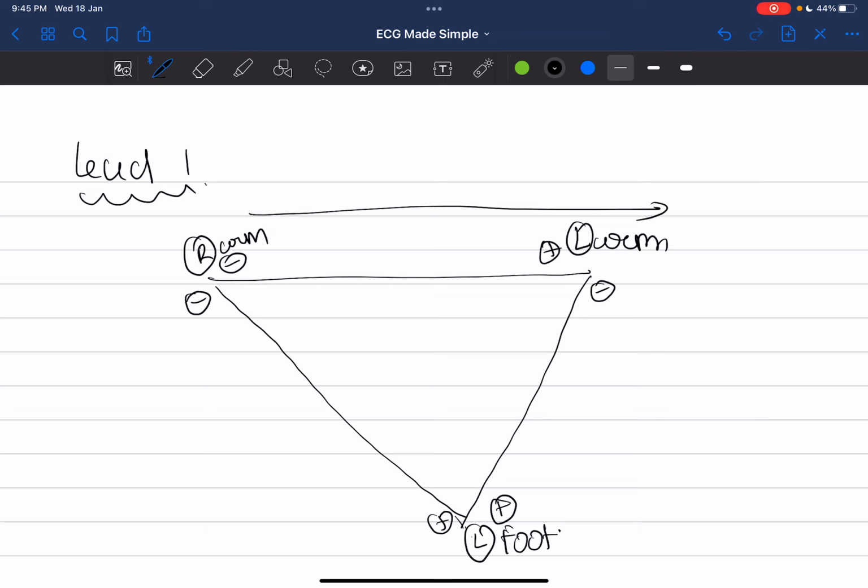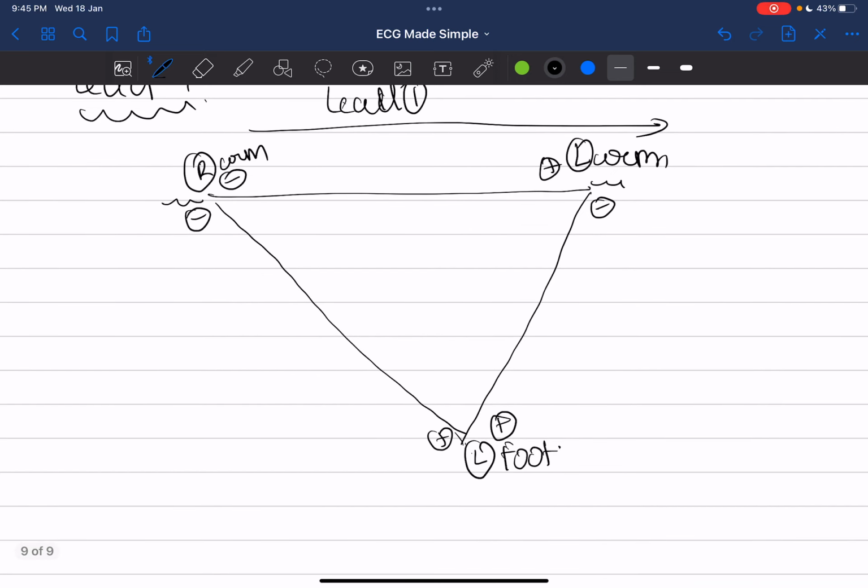This is the horizontal lead. Start from between the right arm and the left arm. Between the right arm and the left arm, it is a horizontal lead. The left arm acts as a positive electrode, the right arm acts as a negative electrode, and the direction is from the right arm to the left arm. This is lead 1. So we measure the electrical activity along this line.